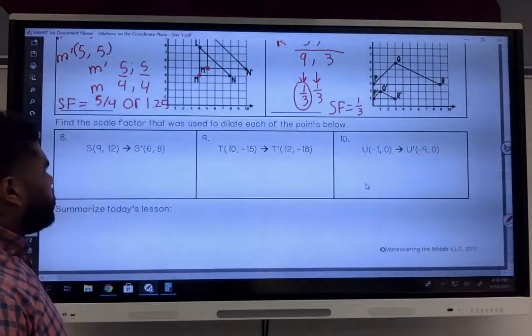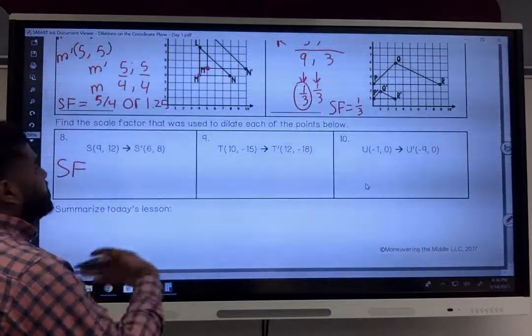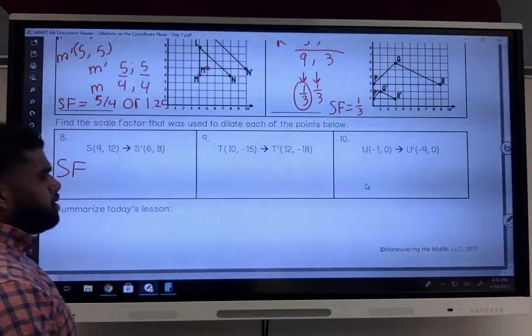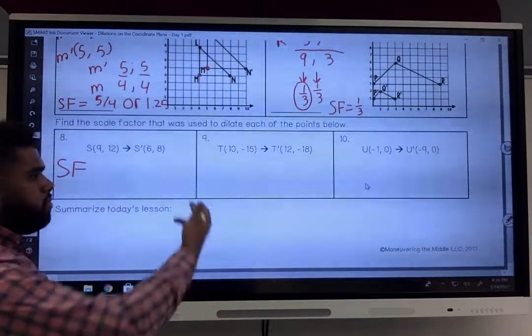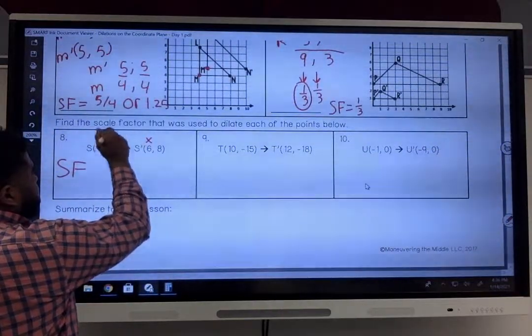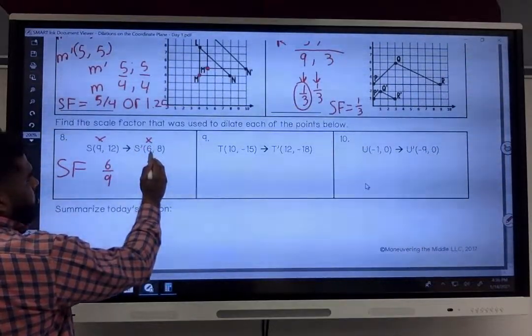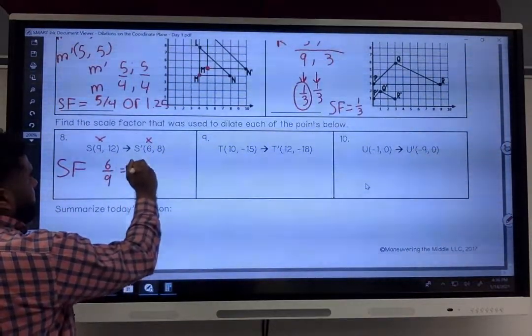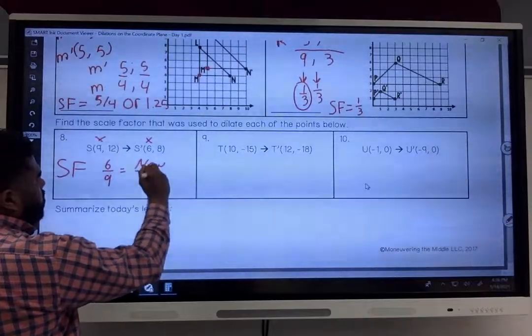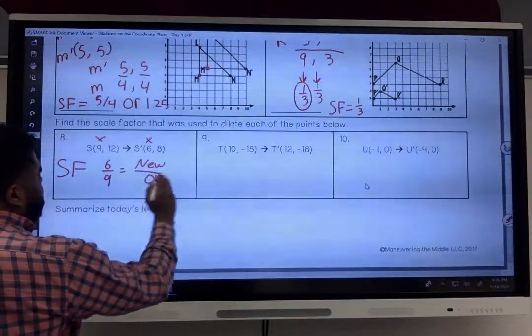I'm going to go ahead and solve these. So the scale factor here, we go from 9 to 6, so it's a reduction. So it has to be less than 1. Let's take our new, let's use the x values for instance. We do 6 over 9 because we're doing new over old. 6 over 9, I know I can simplify into 2 over 3.